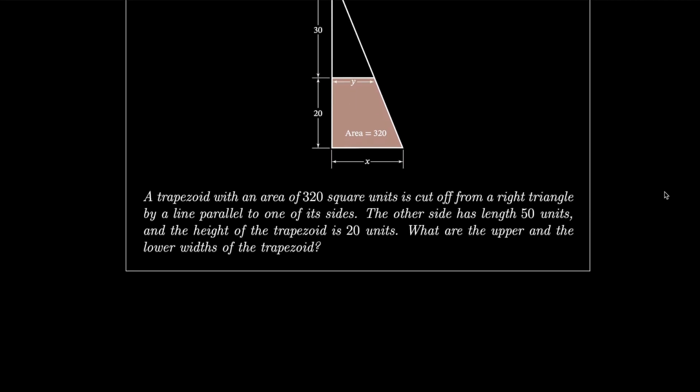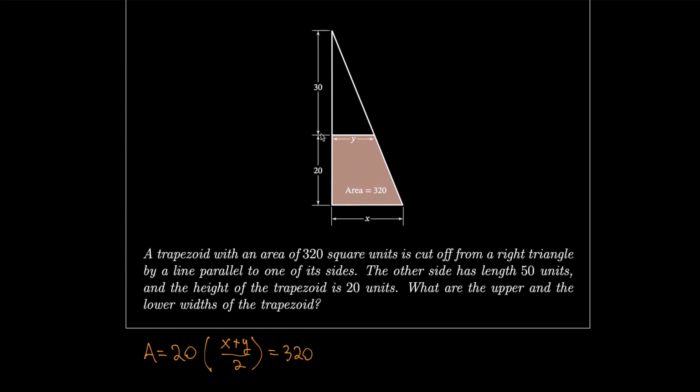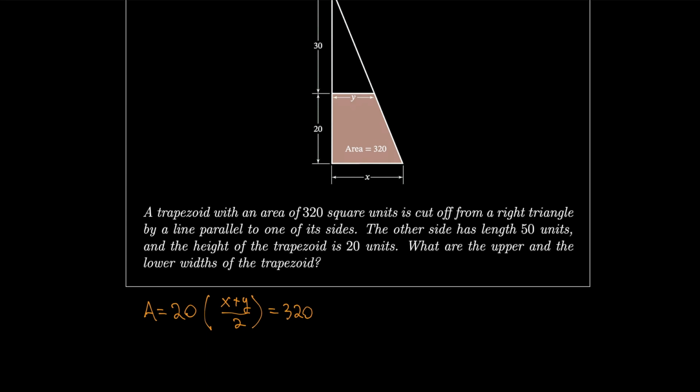So let's write out an equation for our area. That'll be 20 times (x plus y) divided by 2 equals 320. Right? Because here's the 20 for the trapezoid, you take the average of the two bases, and the area has to be 320.